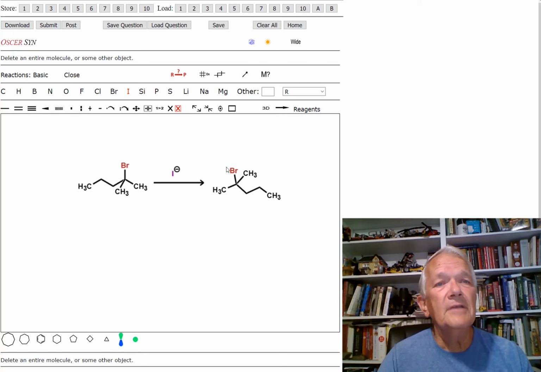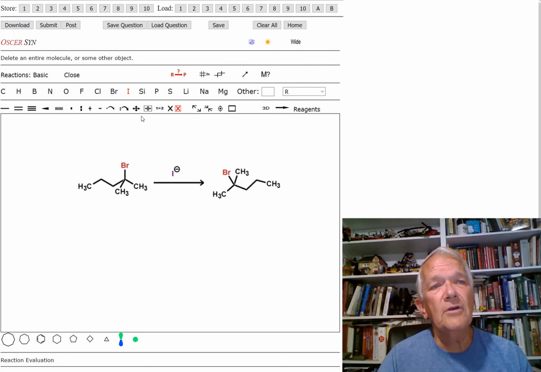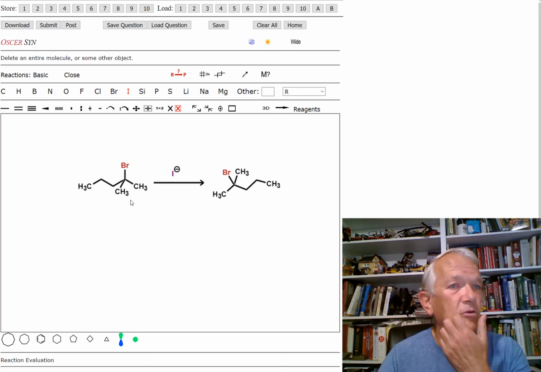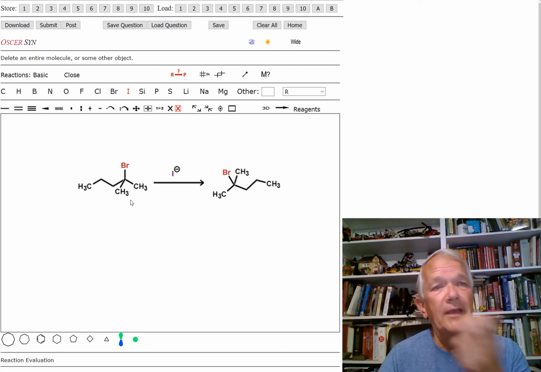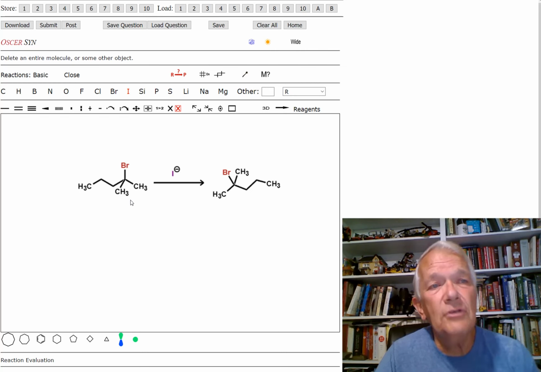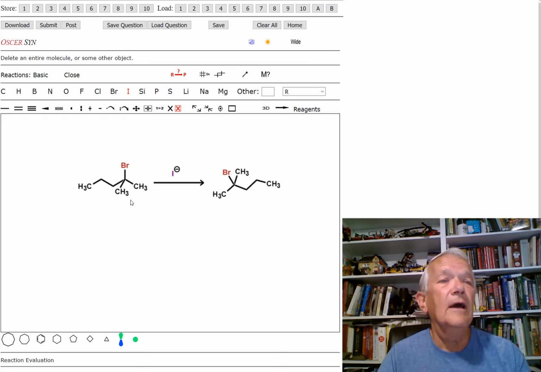SN2 reaction simply because there's no possibility of doing a backside attack on the tertiary center. So these reactions simply don't go. Now what you have to do for these is you can do SN1 reactions if you're under more hydrolysis conditions.